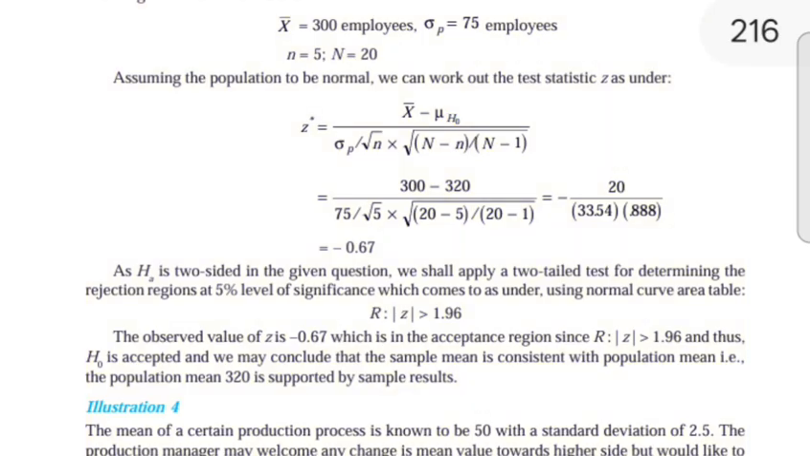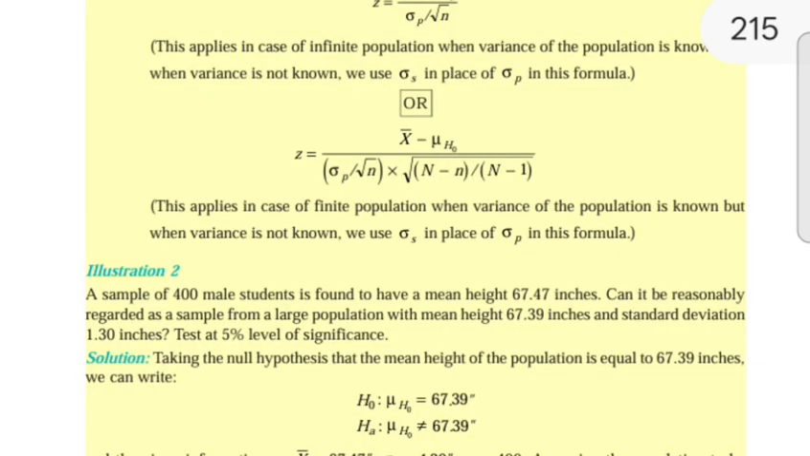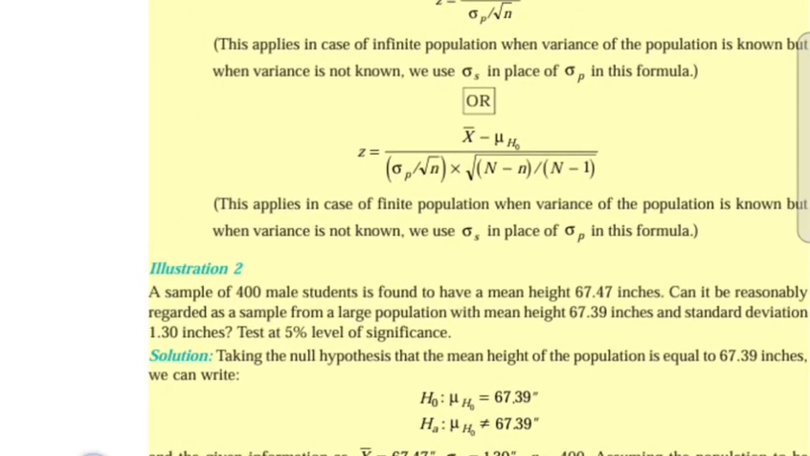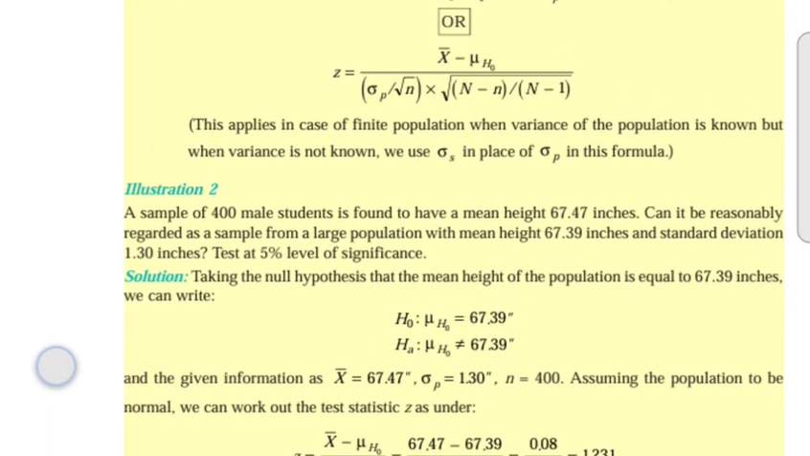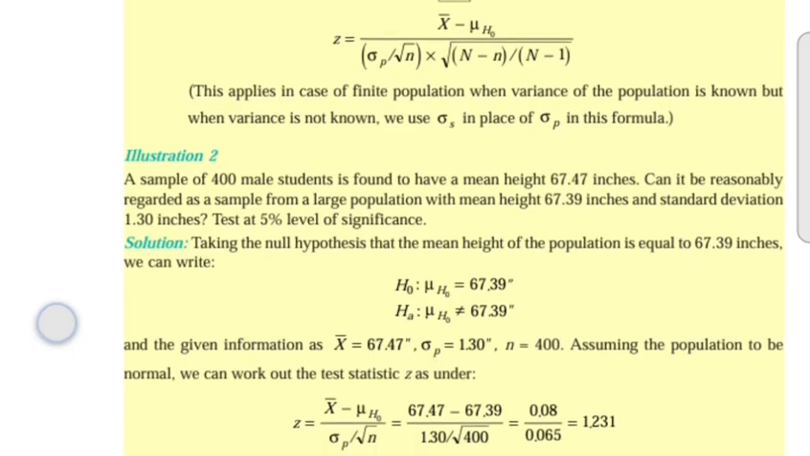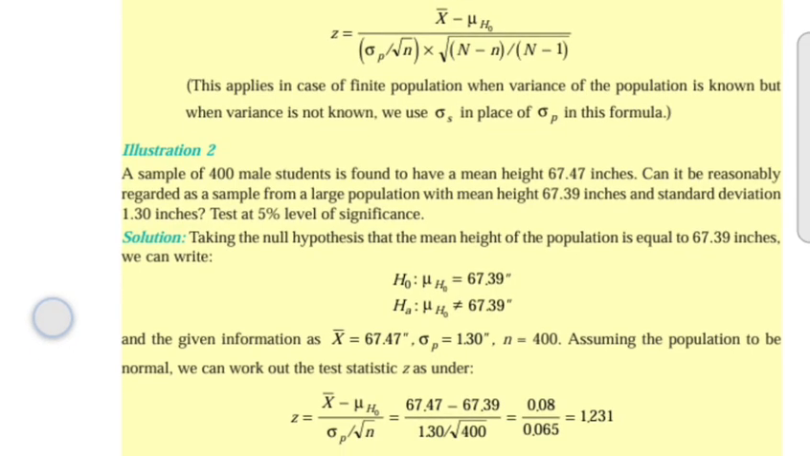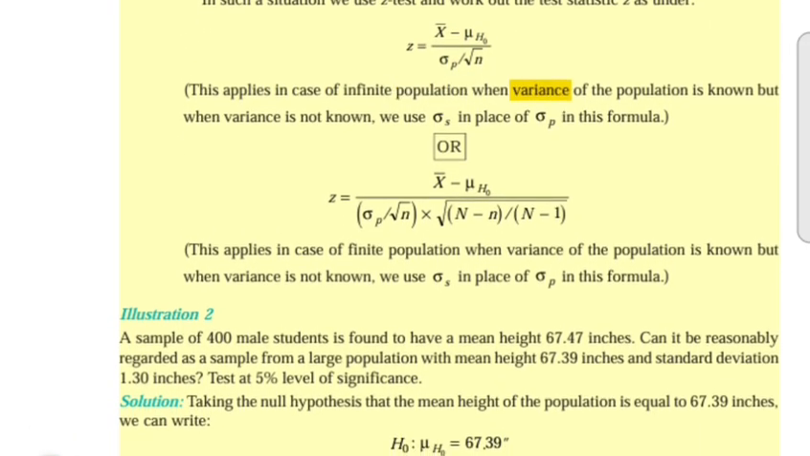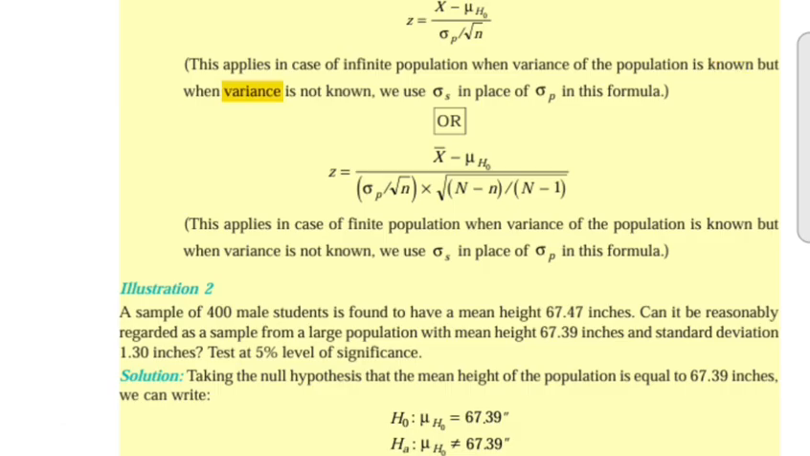Population may not be normal but sample size is large, variance of the population may be known or unknown, and Ha may be one-sided or two-sided. In such a situation we use z-test and work out the test statistic Z as under: Z = (x-bar minus mu_H0) divided by sigma_p over root n. This applies in case of infinite population when variance of the population is known, but when variance is not known, we use sigma_s in place of sigma_p in this formula.